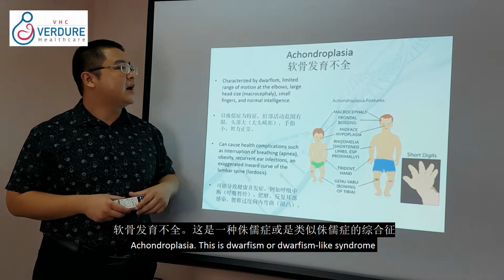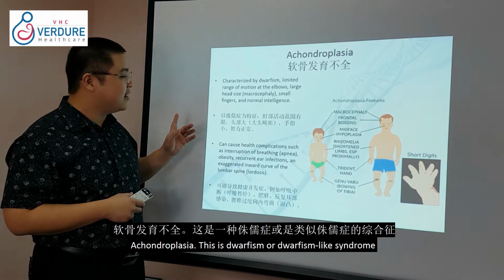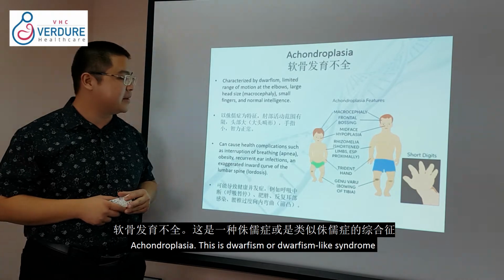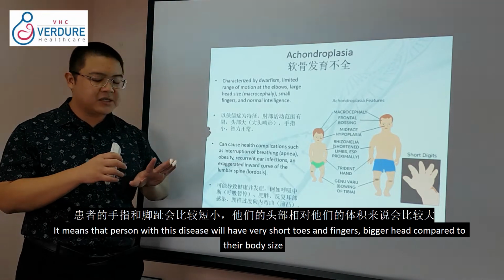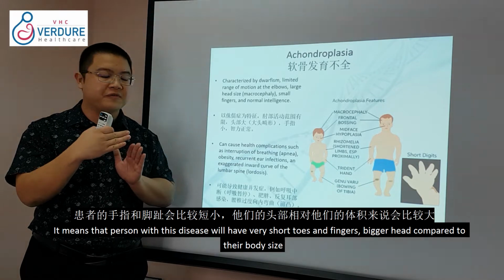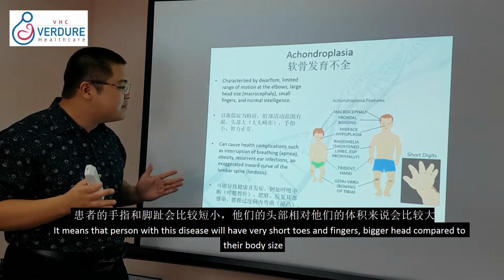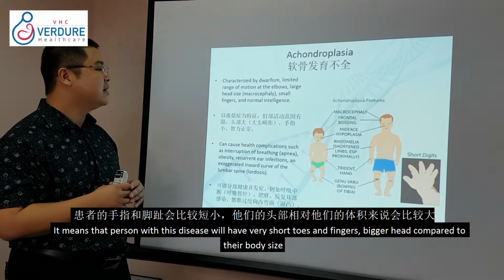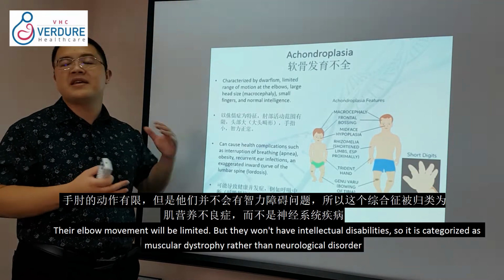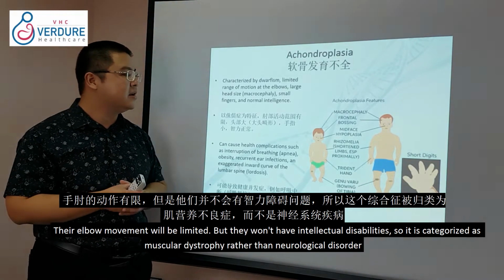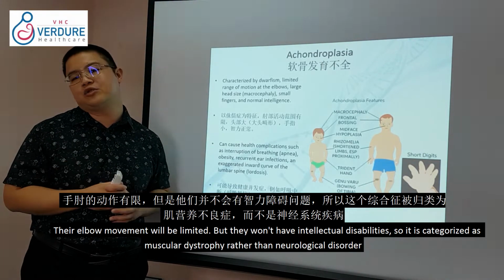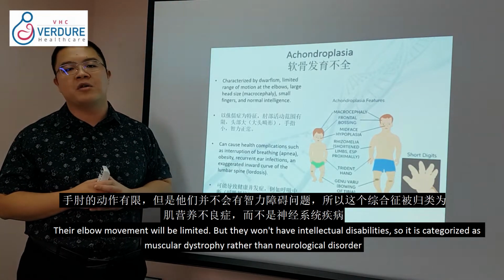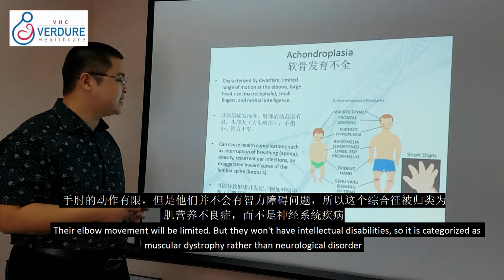Right, achondroplasia. This is a dwarfism-like kind of symptom. It means this particular person will get very short toes and very short fingers, but the head would be bigger compared to the body size. And the elbow movement might be quite limited. But they won't get intellectual disability. So it belongs to the category of muscular atrophy rather than neurological disorders.